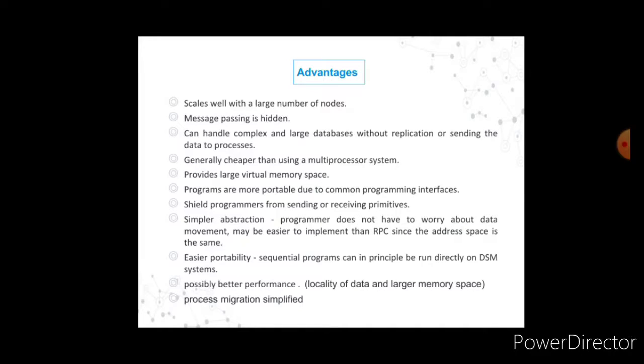In process migration simplified, one process can easily be moved to a different machine since they share the address space. And some of the advantages are that DSM ideas can be implemented using normal hardware and do not require anything complex to connect the shared memory to the processors.